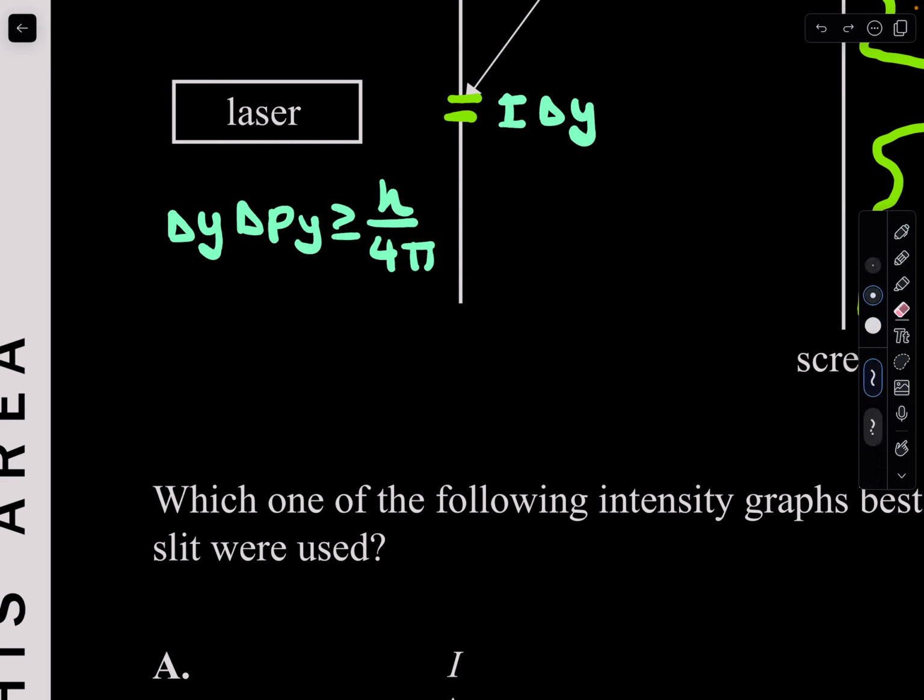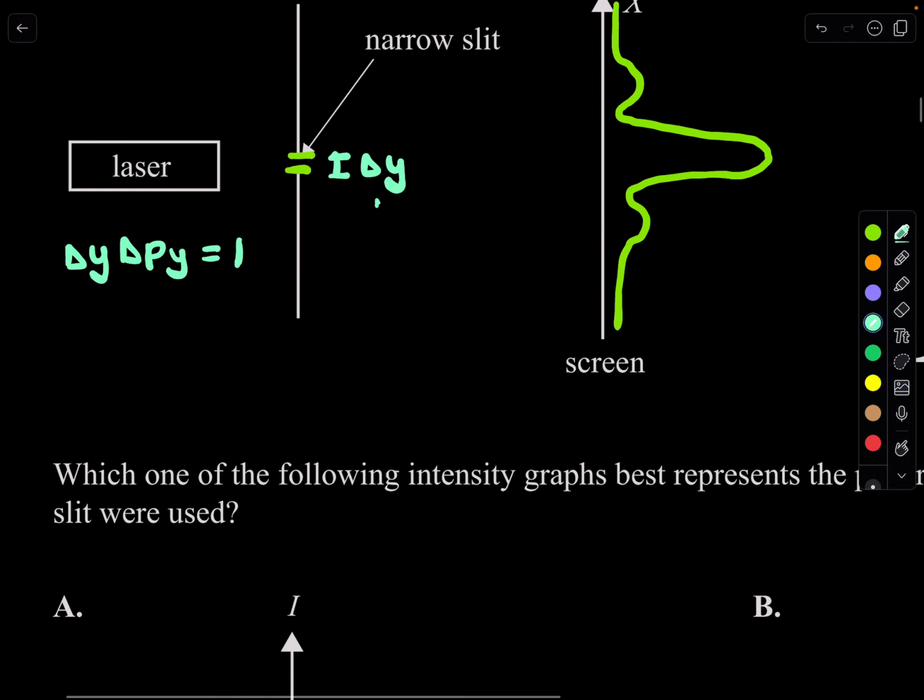You know what I tell my students? Just let it equal to 1. Just let it equal to 1. That's the most basic one, and I'll show you how to use it. So, okay, this is the uncertainty in the position in the y direction.